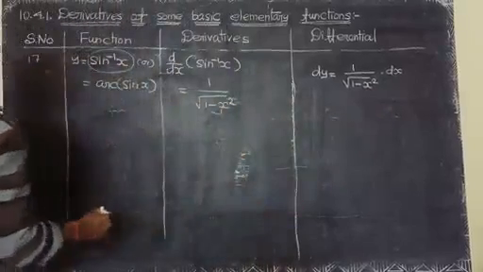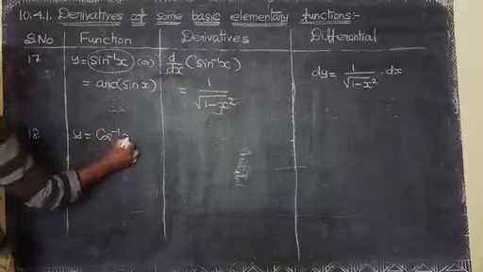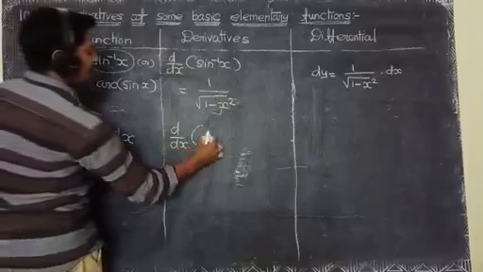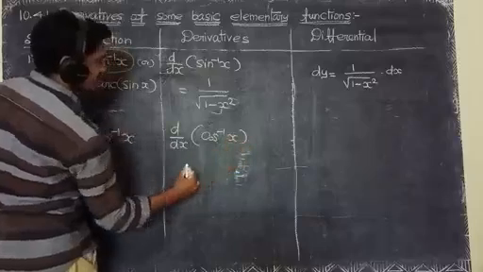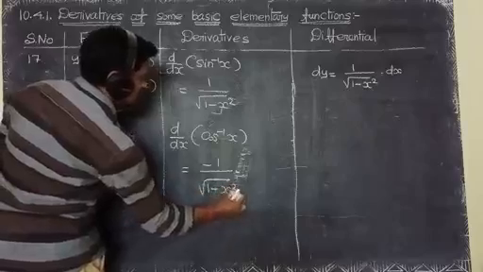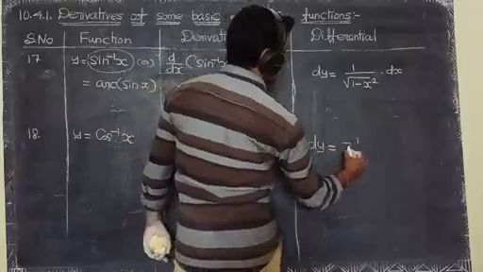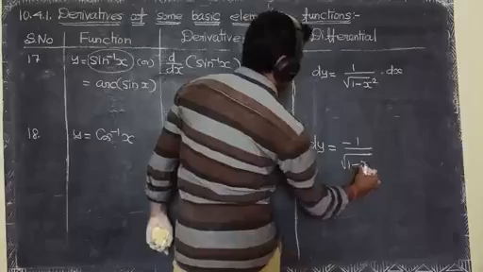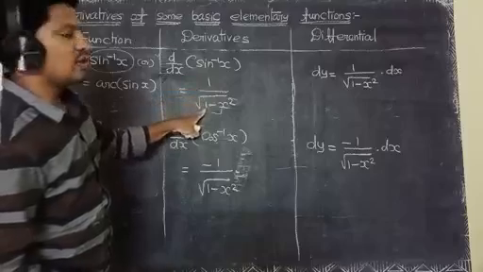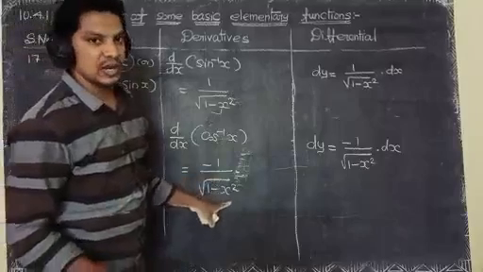Okay, next, serial number 19, y equal to cos inverse x means d by dx of cos inverse x, which is equal to minus 1 divided by square root of 1 minus x square. Here dy is equal to minus 1 divided by square root of 1 minus x square into dx. Sin inverse x means 1 by square root of 1 minus x square. Cos inverse means minus 1 divided by square root of 1 minus x square.